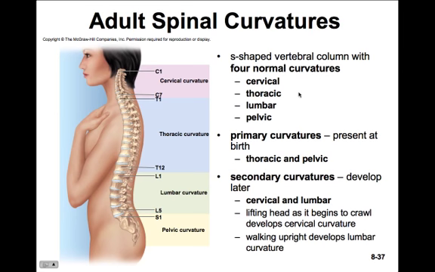So this S-shaped vertebral column has a cervical curvature, a thoracic curvature, a lumbar curvature, and then again a sacral or pelvic curvature. The thoracic and pelvic curvatures are present at birth, and the cervical and lumbar curvatures show up as we begin to walk.